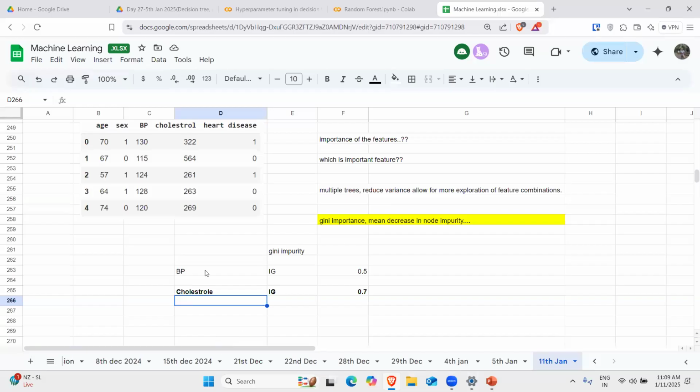Is it clear, guys, how we get feature importance from random forest? Right? Now, last but not the least, we'll discuss one point, and then we will be actually summarizing the random forest model.